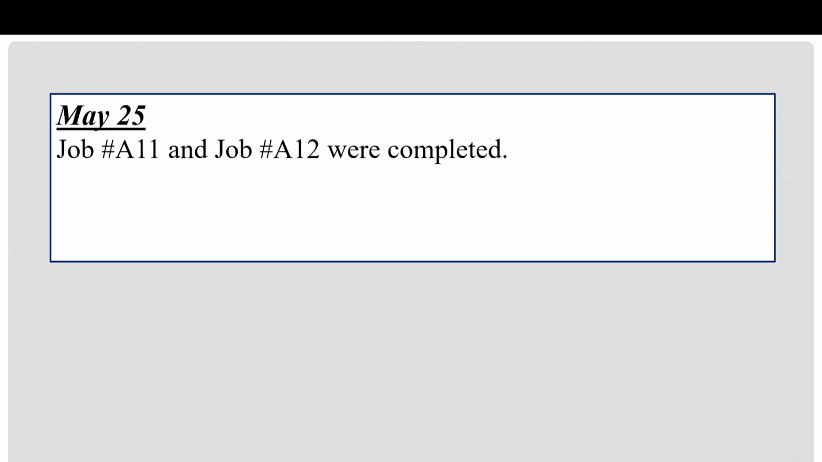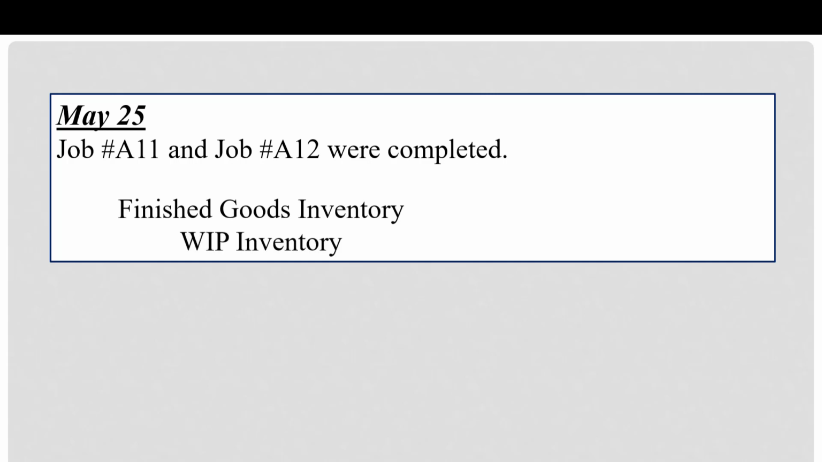Jobs A11 and A12 were completed. We know that that is going to go into the finished goods inventory account and out of work in process. But we need to figure out for how much. This is where we need to go and look at our job cost sheets.